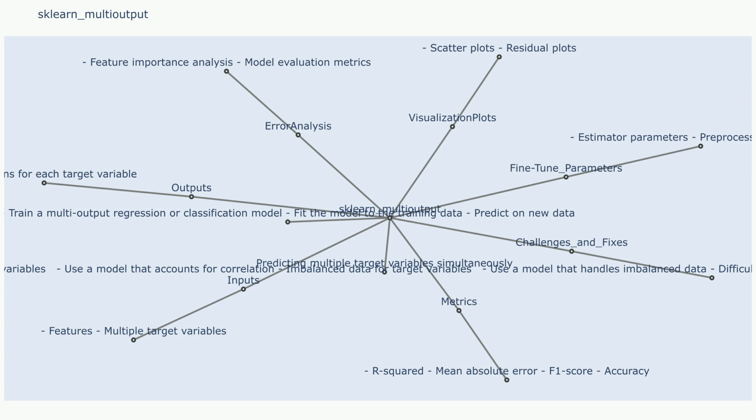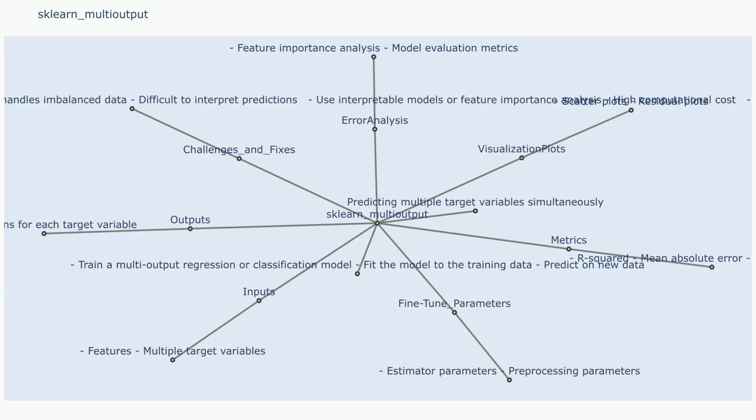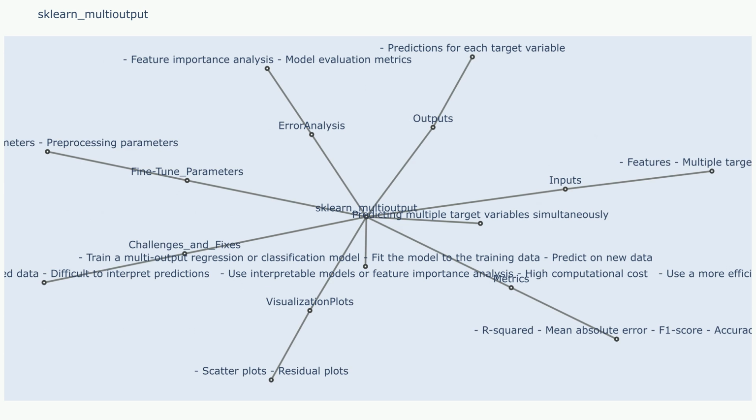Inputs. Input 1. Explain in detail. The input data is usually a 2D array or a pandas data frame containing features that will be used to predict the target variables. Each row represents a sample, and each column represents a feature. Input 2. Explain in detail. The target variables are also provided as a 2D array or a pandas data frame, where each row corresponds to a sample and each column corresponds to a different target variable.